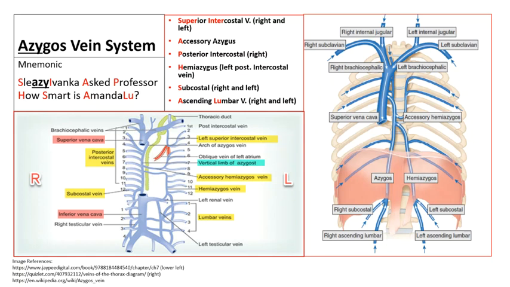So the mnemonic for the azygous vein system is SIAPHSAL. So S and I stand for superior intercostal, A stands for accessory azygos, P stands for posterior intercostal on the right-hand side, H stands for hemiazygos, left, which is also the left posterior intercostal vein, S stands for subcostal, right and left, and AL stands for ascending lumbar vein.